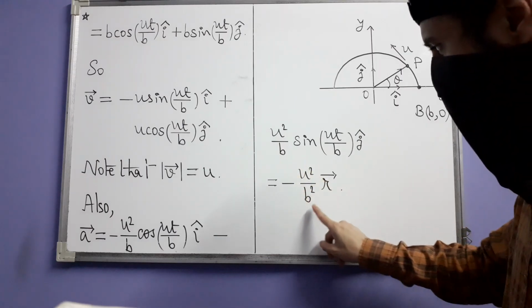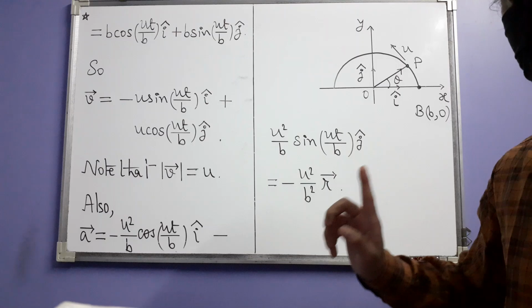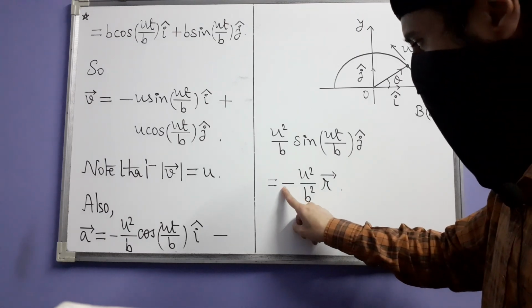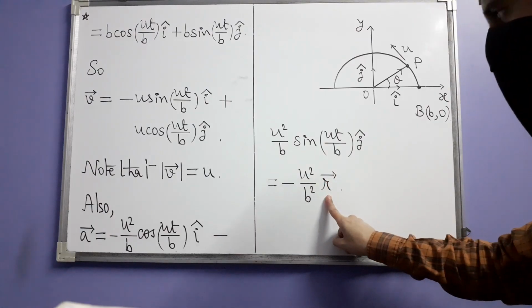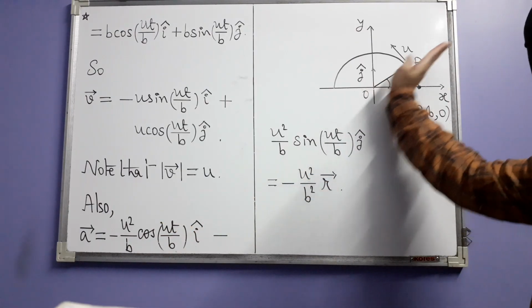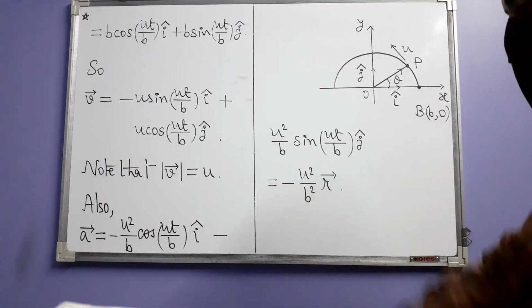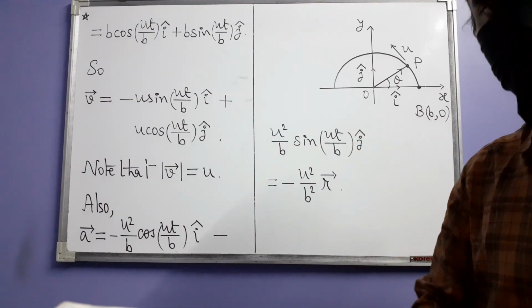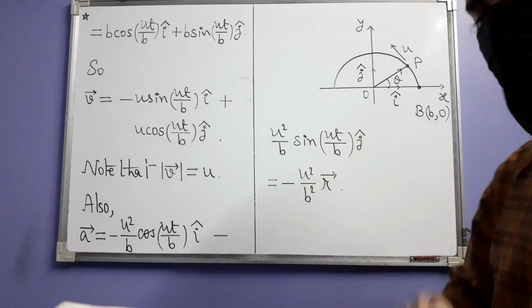So u squared over b squared is positive, because it's a square, and because you have a minus sign, the whole coefficient is negative. A negative scalar times r is your acceleration. So r is pointing in this direction, so acceleration will be pointing inward towards the center. That we have come to see from this calculation.